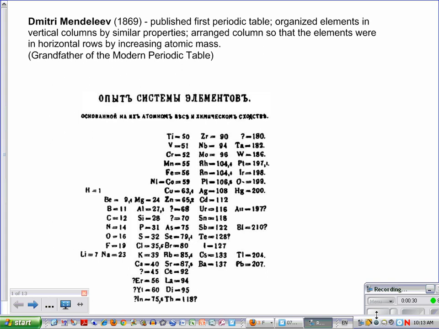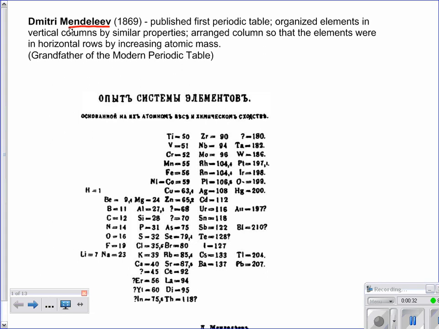And he did this according to increasing atomic mass. Is that how our periodic table is arranged today, by atomic mass? No, how do we arrange it? Atomic number. So going back to Mendeleev, he is known as the grandfather of the modern periodic table. He grouped it by atomic mass, and he even had some holes in there.